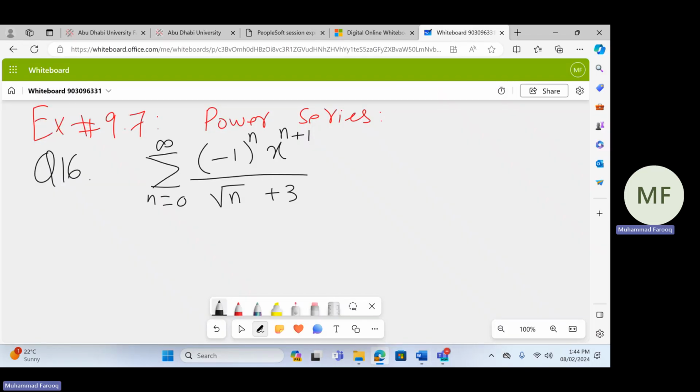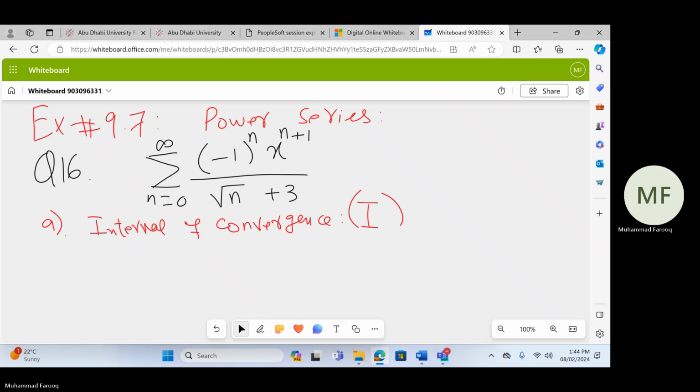Okay, so part A, we have to find the interval of convergence. So first we need the interval of convergence, which means we need capital I. So what we discussed in the last class, we have to apply ratio test or root test. So I think it's better if we apply the root test here, because there is no factorial.